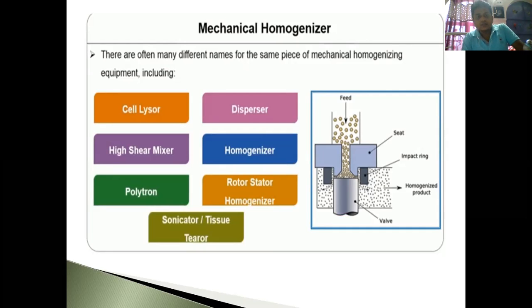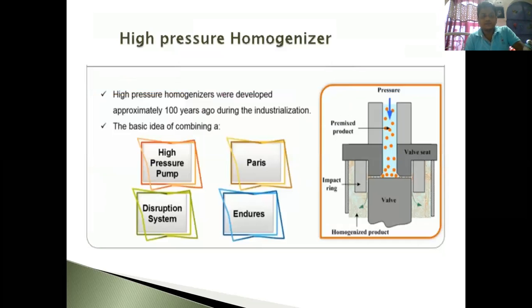Here are different parts, that is, the cell lyser, high shear mixer, polytron, disperser homogenizer, rotor-stator homogenizer, tissue tearor, etc. Another type is the high pressure homogenizer. High pressure homogenizers were developed approximately 100 years ago during industrialization. The basic idea combines a high pressure pump, disruption systems, valves, and intensifiers. Okay, these are the pictures.